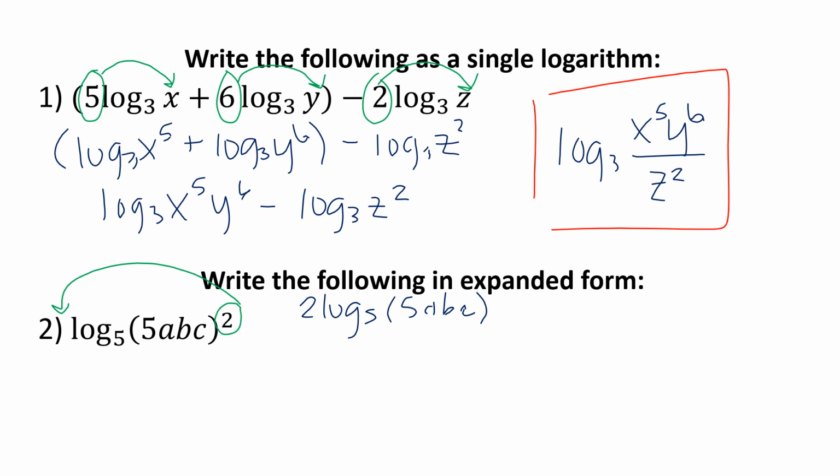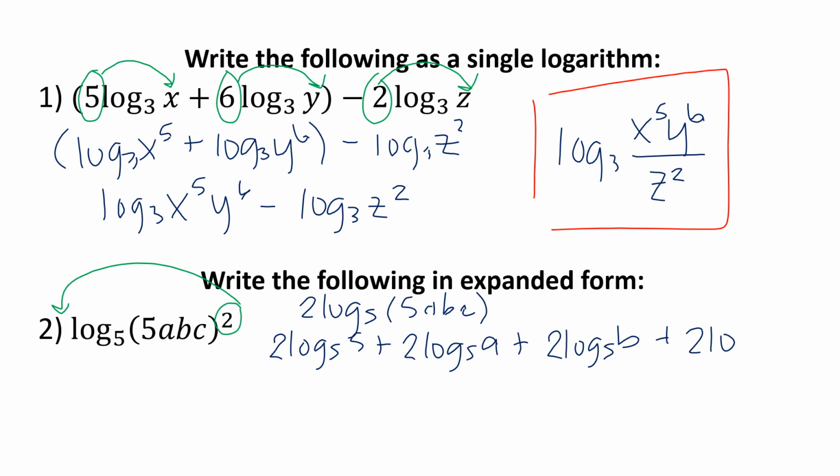All right, now since the 2 is in front of the log, as you go to expand it, that 2 needs to go in front of every single log. So this would be 2 log base 5 of 5 plus 2 log base 5 of a plus 2 log base 5 of b plus 2 log base 5 of c.